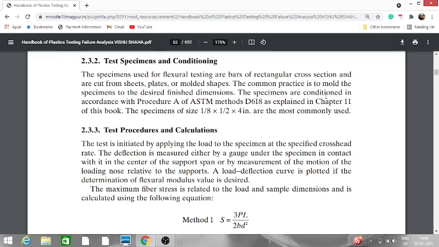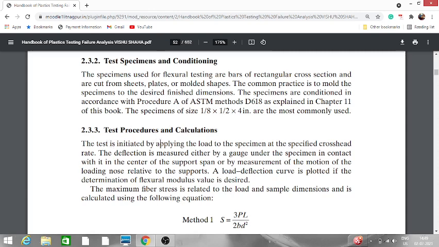The specimens are conditioned in accordance with procedure A of ASTM method D618 as explained in chapter 11 of this book. The specimen size of 1/8 by 1/2 by 4 inch is the most commonly used, where 4 inch is the length, half inch is the breadth, and 1/8 is the thickness. Test procedure and calculation.